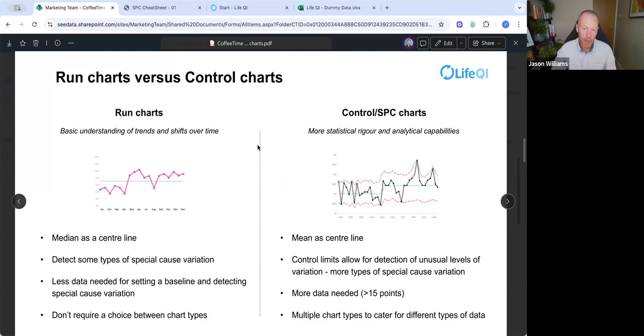And very much the idea of this session is, for those that aren't particularly familiar with this kind of terminology or haven't really used them, we're going to try and lay out some of the differences, some of the benefits, and how you might go about choosing the right one.